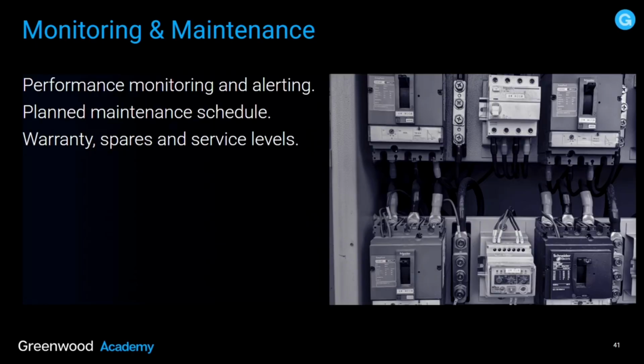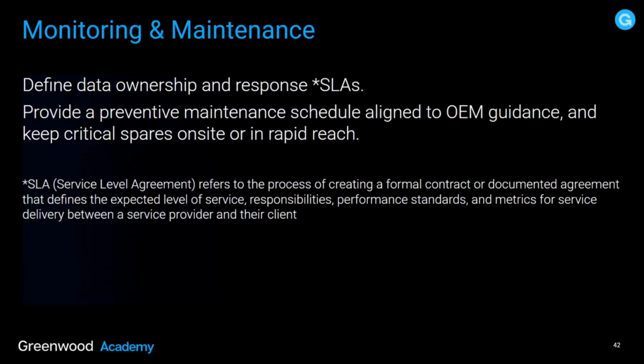A good CMP always includes a maintenance and monitoring schedule and what's involved. Performance monitoring and alerting, planned maintenance schedules, warranty, spares, and service levels. Define data ownership and response service level agreements. This is a really important point. Provide a preventative maintenance schedule aligned to OEM guidance and keep critical spares on site or in rapid reach.